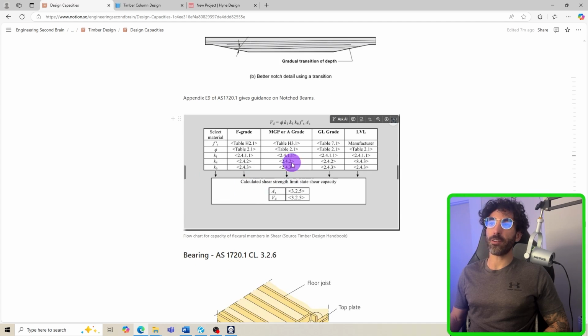information about it. Again, another flow chart to make your life easier, and I'll see you in the next lesson.